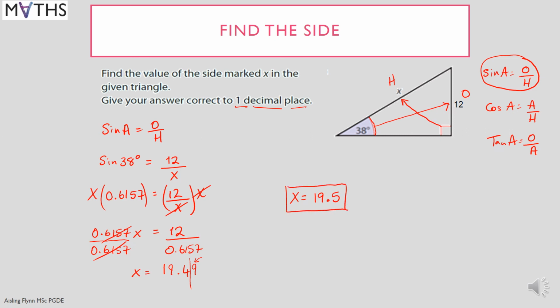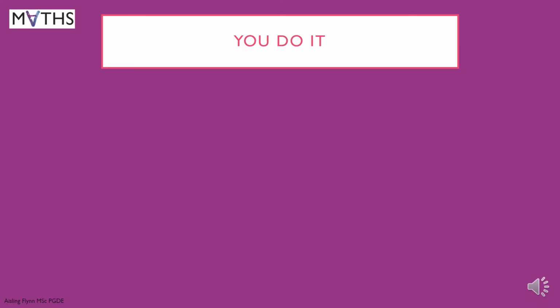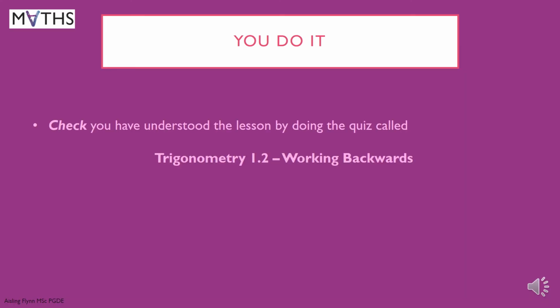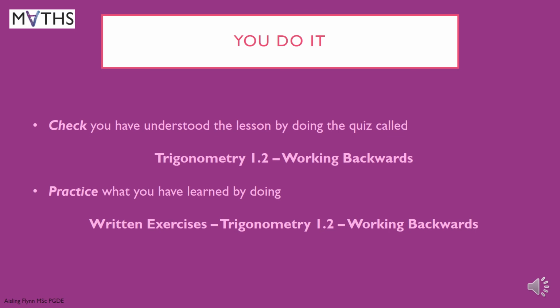And that makes sense. It always is good strategy to review your triangle and look at it. It's not always drawn to scale, but if the opposite side is 12 and x is the hypotenuse, it should be longer than 12 without being a crazy big number, and 19.5 seems a reasonable answer for that. So you practice some work on that with your quiz and your written exercises.